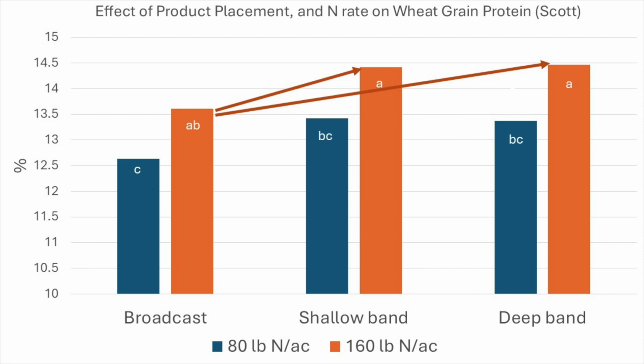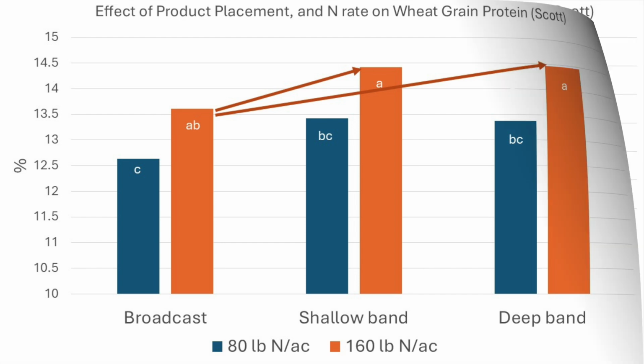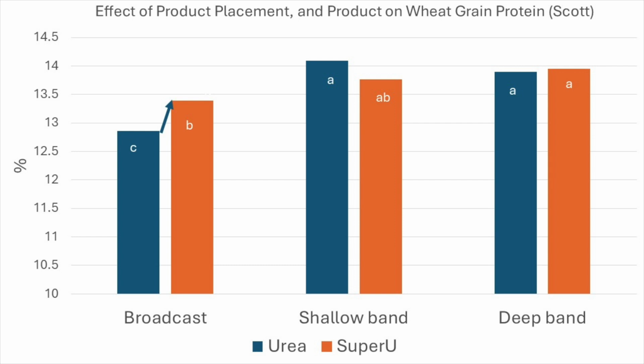So there was less nitrogen available to the crop when broadcasting, which I attribute to volatilization, since using Super U over urea significantly increased grain protein, but only for broadcast applications. There's no evidence here to suggest volatilization losses were high when shallow banding or deep banding. Let's check out the protein results from the other sites.